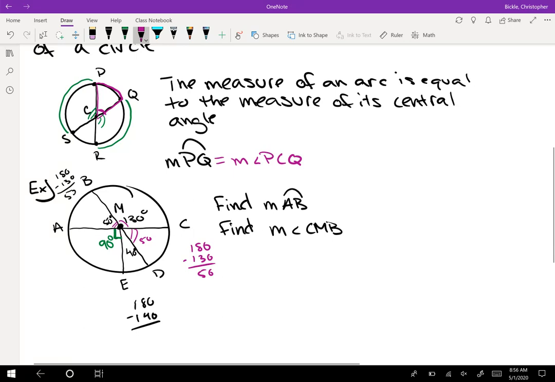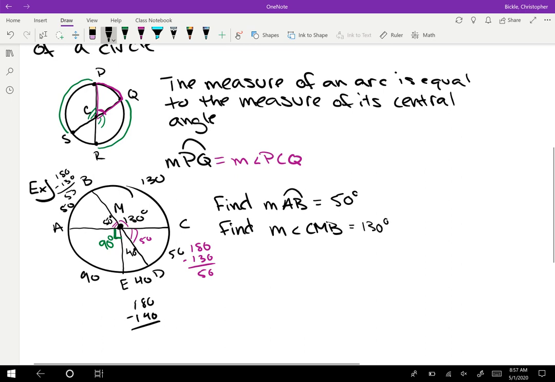Once you know what all those are, we know what all these arcs are. This is 130. This is 50. This is 40. That's 90. That's 50. See what they asked you to find. AB. AB goes here. That's 50 degrees. CMB. C to M to B is right here. That central angle is 130 degrees.